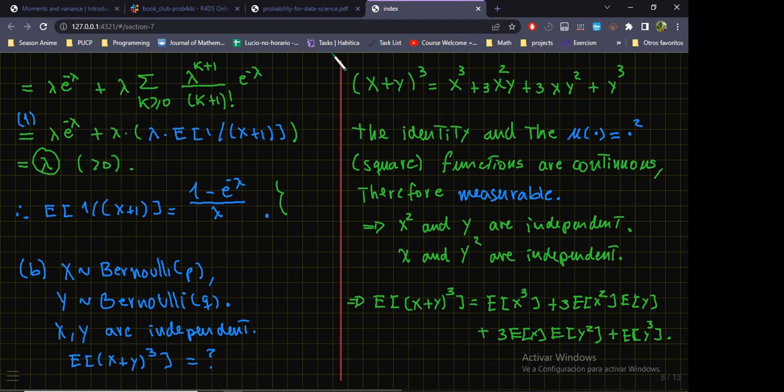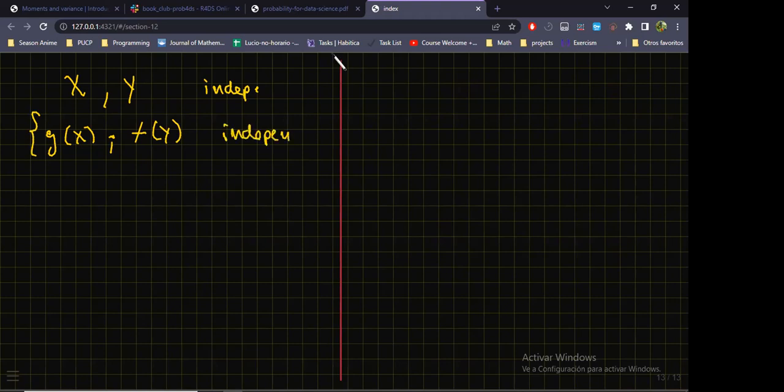The interesting part is that if you have two arbitrary random variables, X and Y, that are independent, and you have some function G that you can apply to X and another function F that you can apply to Y, how can you make sure that these new random variables are also independent? From what I looked up, I think it's not an if and only if relationship, but at least if G and F are measurable, then this independence is guaranteed.